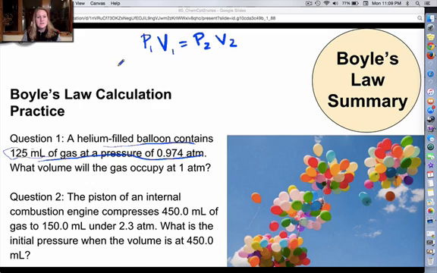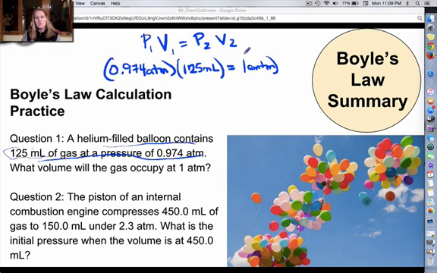So I'm going to go ahead and say 0.974 atm. I'm going to keep my units because that's what we do. I'm going to multiply it by 125 milliliters. And the question is, what is the new volume if the pressure increases to 1 atm? So here the pressure is going to be 1 atm, and then I want to know what my volume is. So how do I solve this? I multiply these two times each other and I divide by this side.